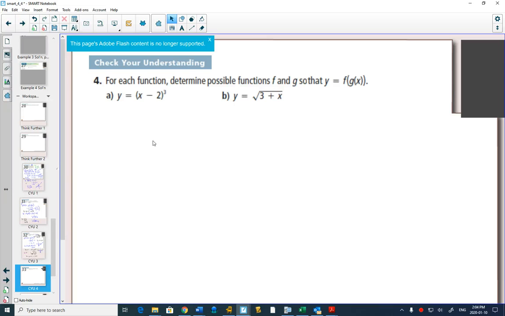So in question 4, it says, can you find possible functions for f and for g so that you could write g of x inside of f of x? So you know these ones are really easy to do the way that they want you to do them, but I'll show you how to cheat on these ones as well.